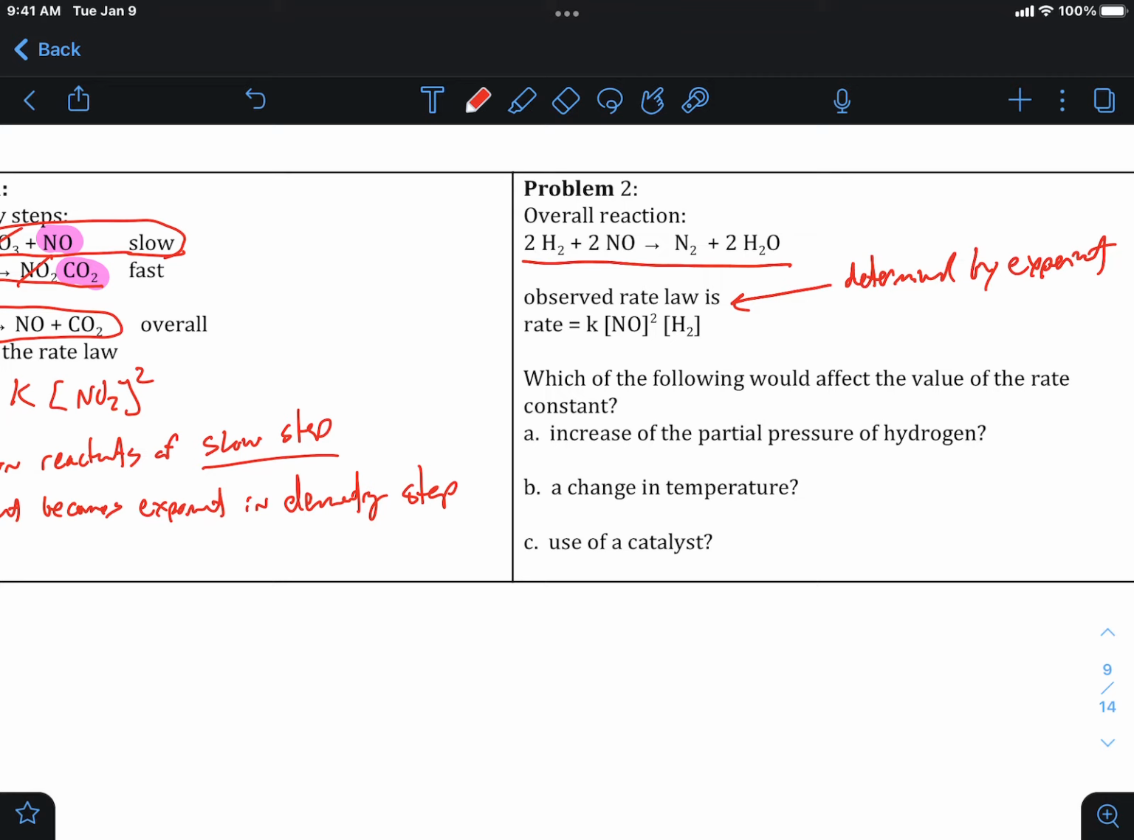No, it shouldn't. Remember your lab, how you varied the concentrations? Didn't you get a constant value for each trial that was relatively close in each trial? So no. Changing concentration or pressure does not affect K. Change in temperature. When you change the temperature, did that change the rate constant? Yes.